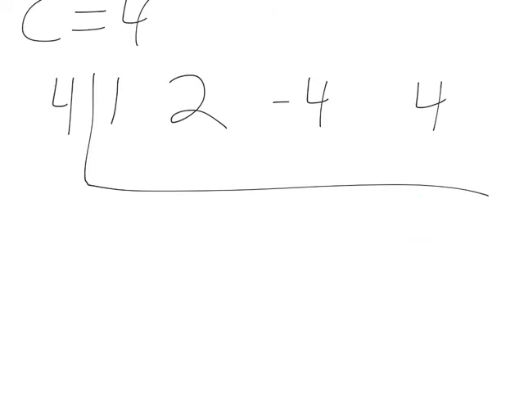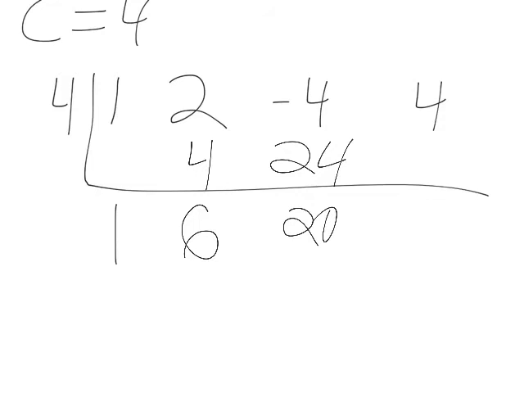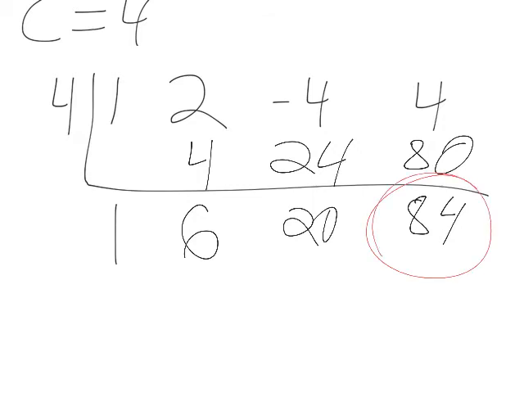So let's work through the problem. We drop the first coefficient, that's a 1. Then we multiply the 1 by the 4 and put that right under the next number, 2. Combine those two, we get 6, times 4 is 24. Negative 4 plus 24 is 20. And then we get 4 times 20, which is 80. And as you can see, this is definitely not going to come out to be 0. We combine those two together, we get 84. So this is the number that we're checking right here.